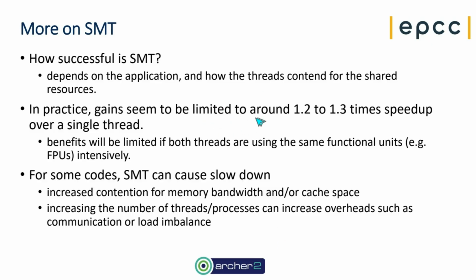But in practice, if you have 2 hardware threads, you very rarely see 2 times speedup. You can very occasionally, but in practice you get like 1.2, 1.3 times speedup. As I say, if both threads are using the same functional unit, so the floating point units, intensively, then you won't see the benefit. And in practice, it can actually slow things down. You get increased contention for memory bandwidth and cache space.